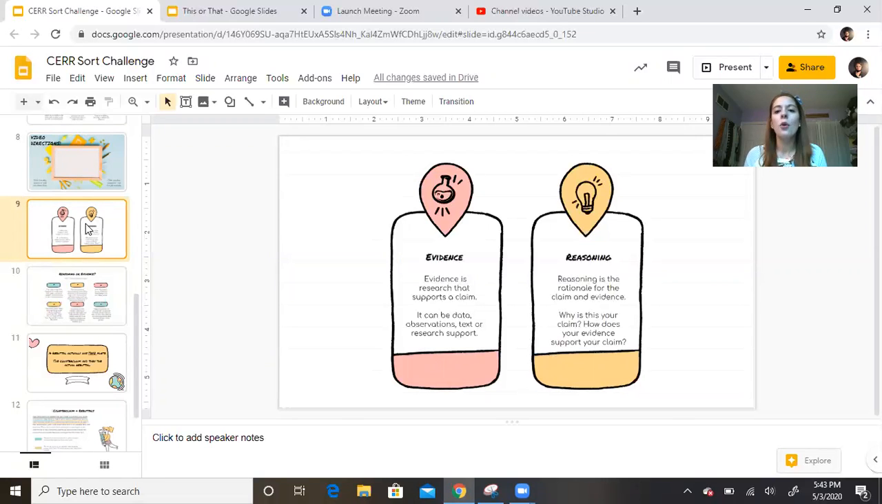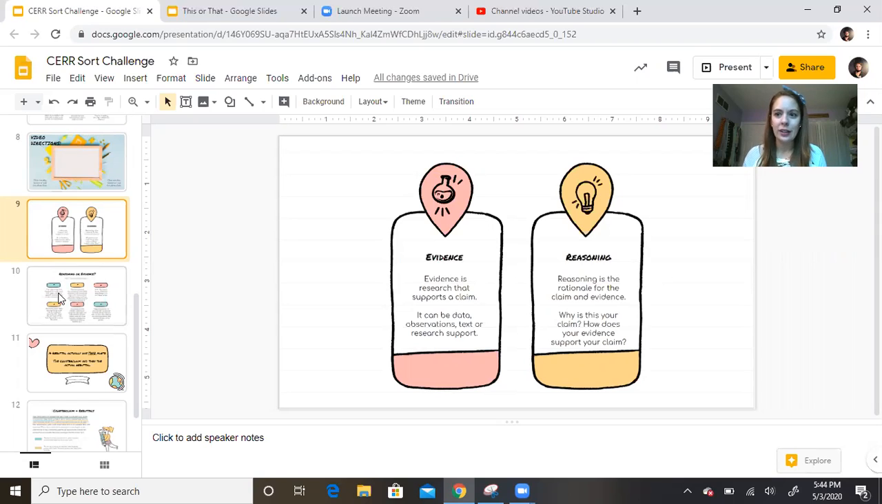Reasoning is the rationale, it's just a fancier word for reasoning, for the claim and your evidence. So why is that your claim? How does your evidence support your claim? The reasoning is what ties everything together. You're basically explaining why you think this without saying the words I or you.